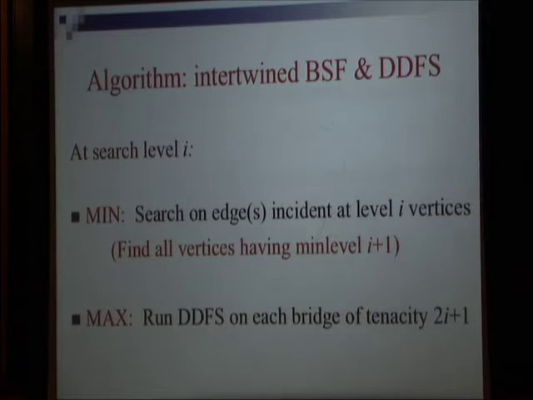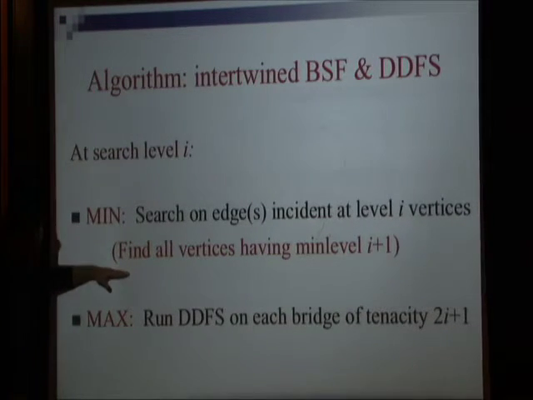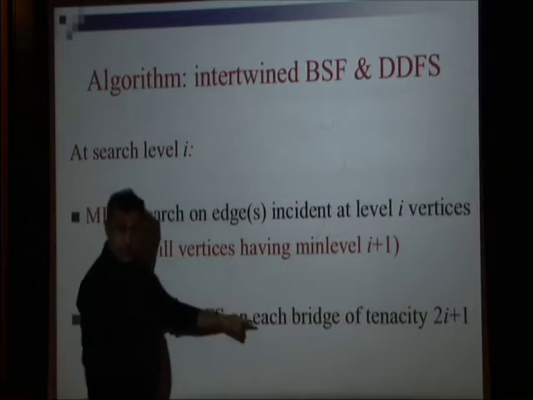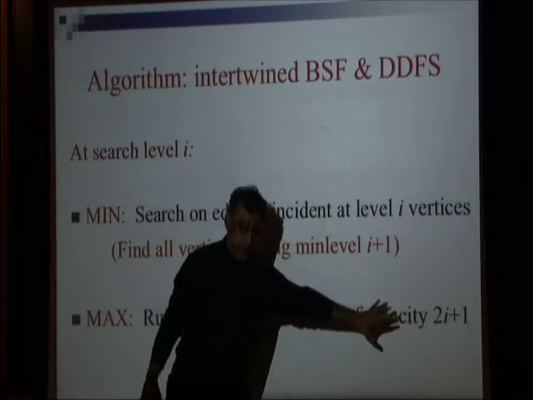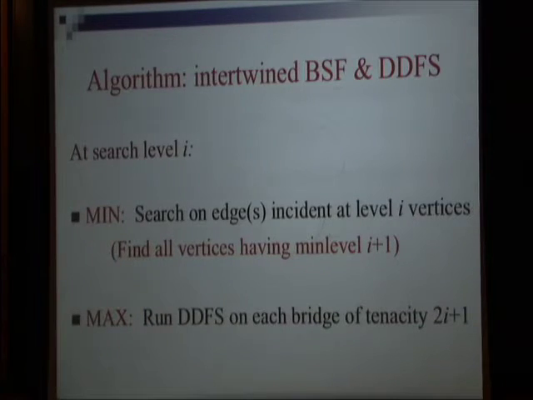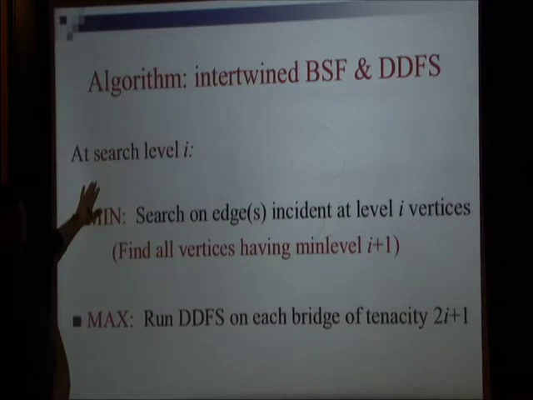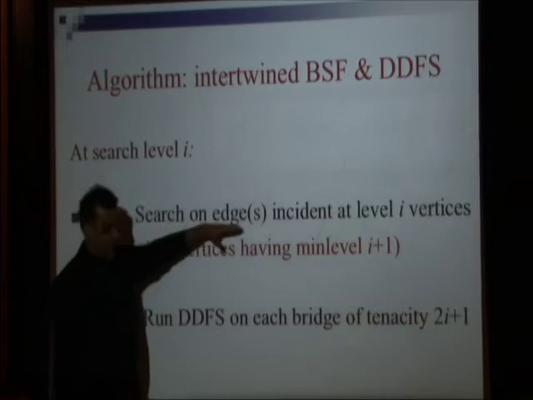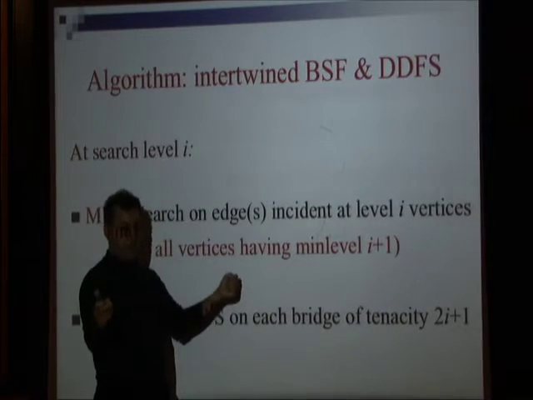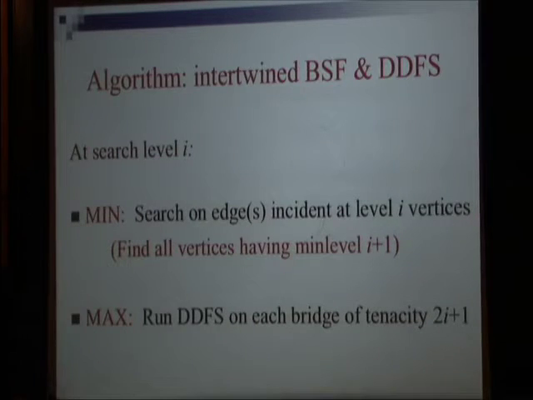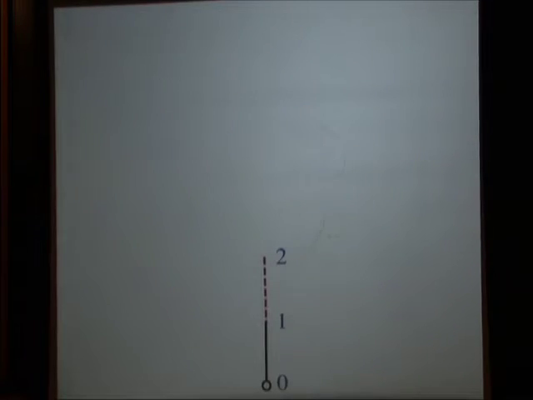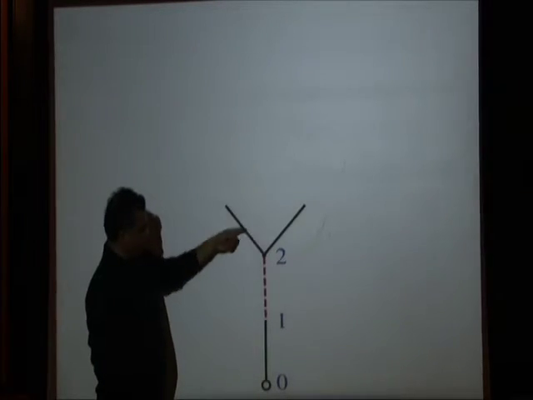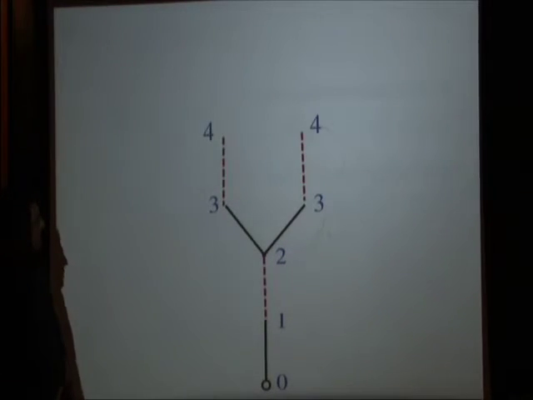What do you do after having found all the min levels? Then you look at all bridges of tenacity 2i plus 1, and it has to be 2i plus 1. And do double depth first search on each one to find their supports and find their max levels. You run I from 0 on. This is what happens at I. At 0, you look at all unmatched vertices and find those vertices whose odd level is 1, and so on. So here, 0 finds 1, 1 finds 2, 2 finds 3, 3 finds 4.